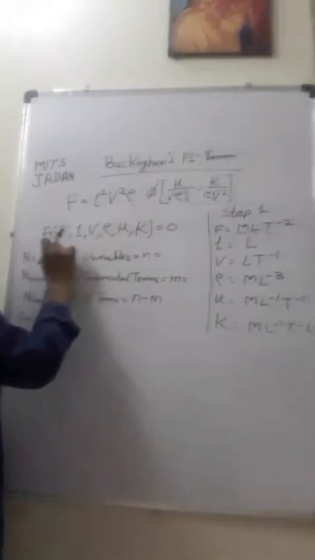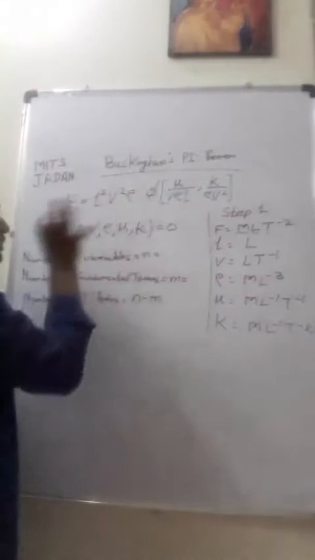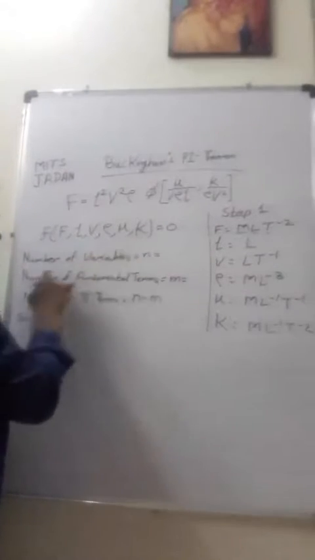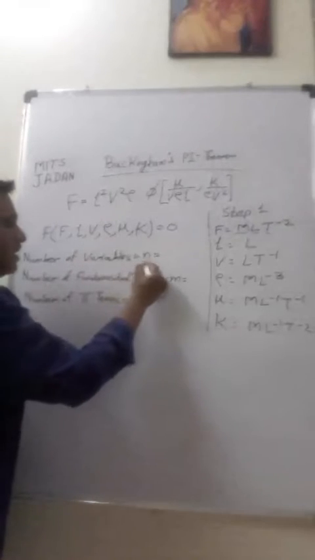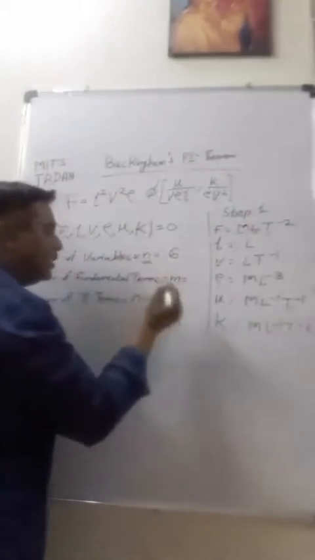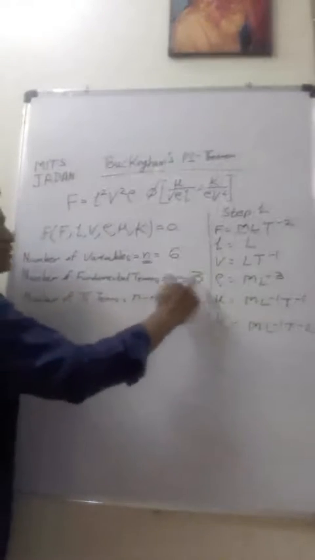Now number of variables. So this is the equation. I have simply written it like this: function f, l, v, rho, mu and k equals 0. Now I have written all the parameters here. If you count 1, 2, 3, 4, 5, 6, so the total number of variables n is equal to 6. Now we already know that the fundamental terms are 3, so m equals 3, the number of fundamental terms.